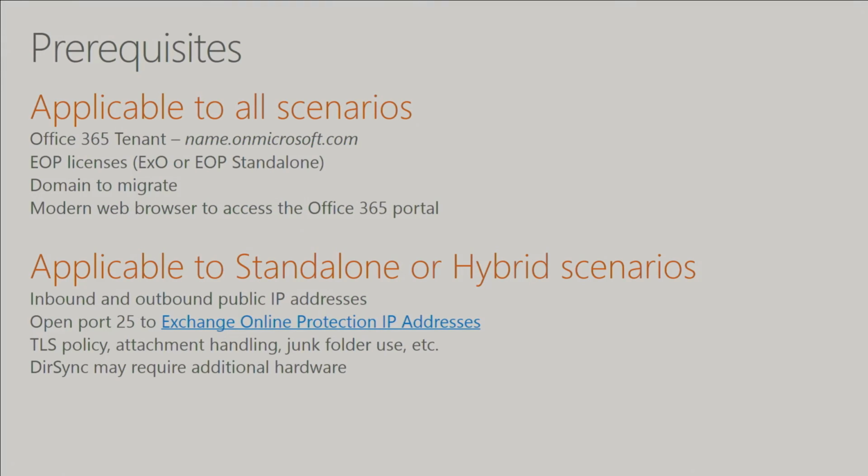You want to take a look and see if you've got any TLS policies within your organization, if you might need to set that up. Take a look at what your attachment handling is, what your policy is for handling that junk mail once we've identified it. And then also take a look and see if maybe you might need DirSync. And again, we'll talk a little bit about that. If you do need DirSync, you might need some additional hardware.